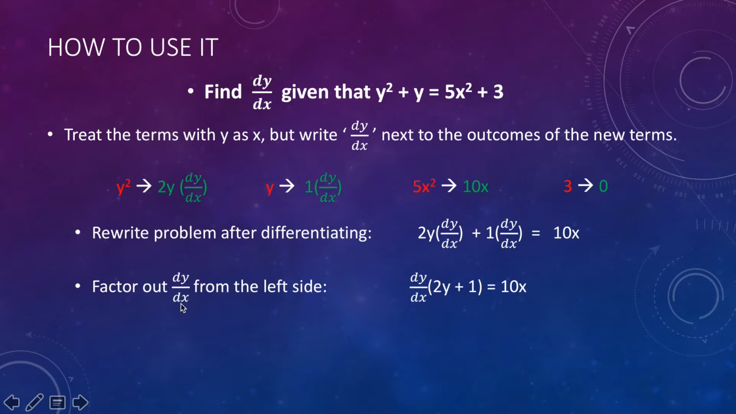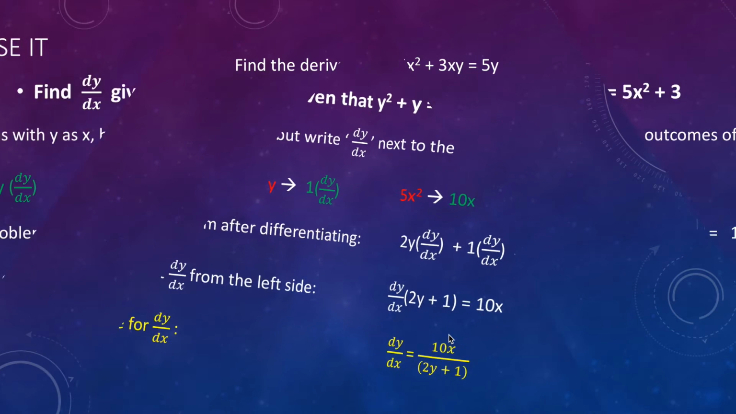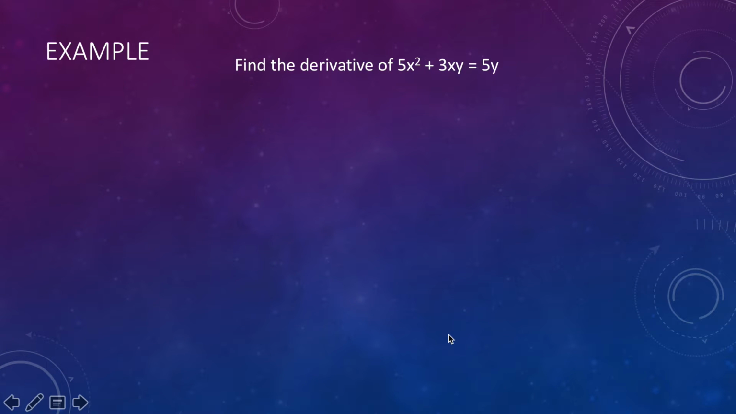You want to factor out dy/dx from the left side, right? And that leaves you with dy/dx times (2y plus 1) equals 10x. And you just want to solve for dy/dx. You just divide both sides by 2y plus 1. And that gives you your final answer. We're going to go through another example just to clarify it.